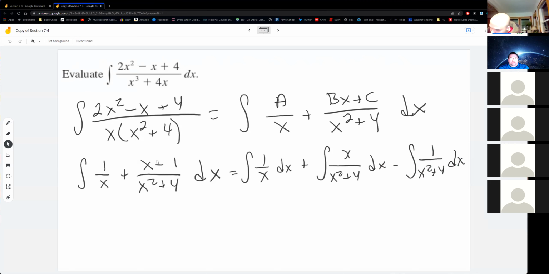So when I have a numerator, I can split that up. So I have the x minus the 1. I can split that up into the x over the denominator and the 1 over the denominator. That I can do. So the 1 over x is just ln of x.